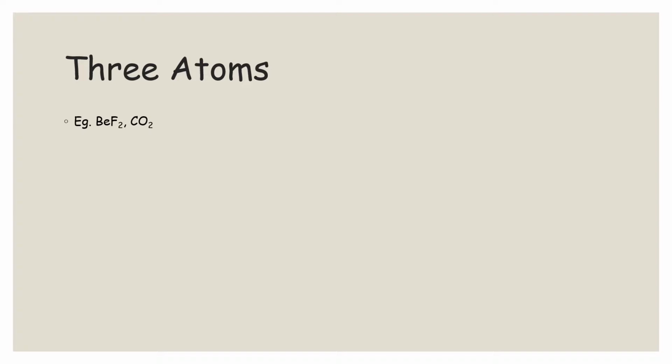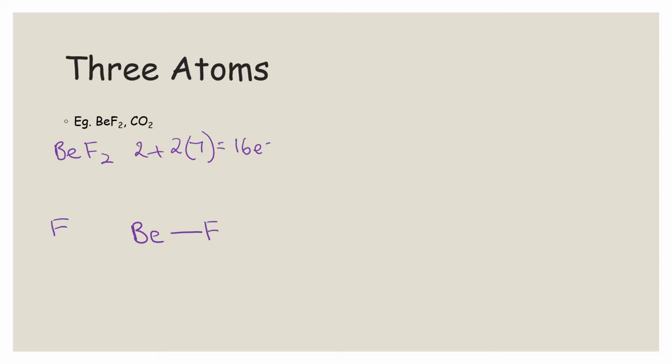This time we're going to play with 3 atoms. We're going to look at beryllium fluoride and carbon dioxide. So to start with beryllium fluoride. Beryllium has a total of 2 valence electrons and each of the fluorine has 7. So 2 7s are 14 plus 2 is 16 electrons to play with. The central atom will be beryllium and we put the fluorines around the outside.